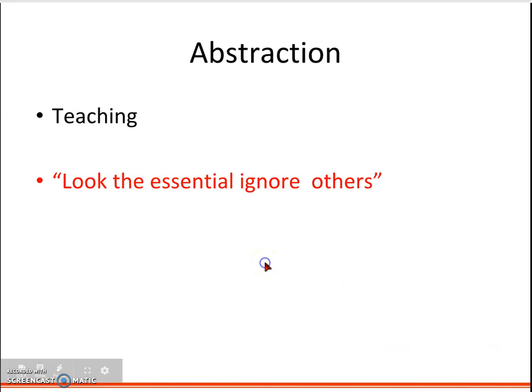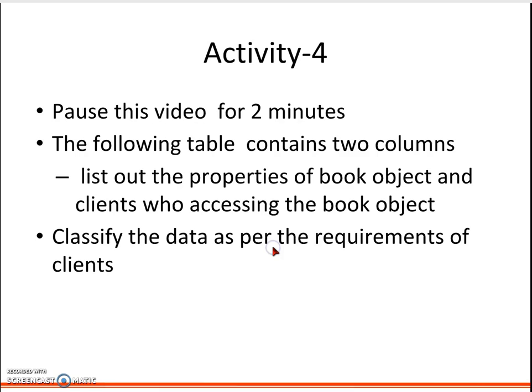This is called abstraction. Similarly, in teaching, suppose the book contains 1000 or 2000 pages, the teacher won't reproduce all the pages. He takes only the essential things. So looking at the essential and ignoring the others is another definition of abstraction.